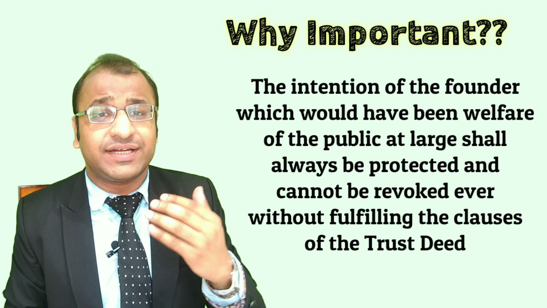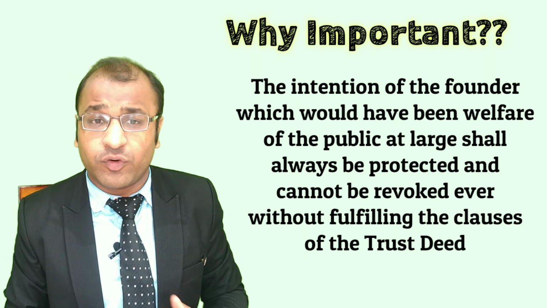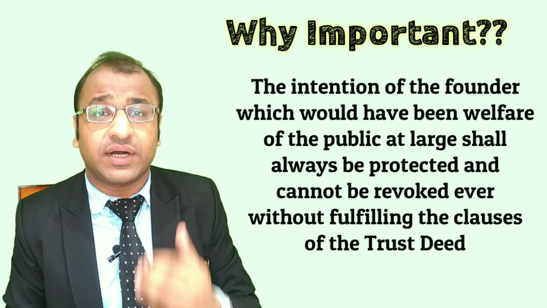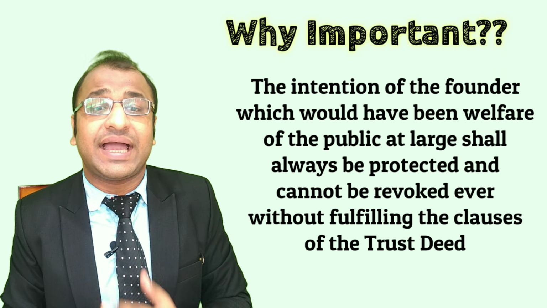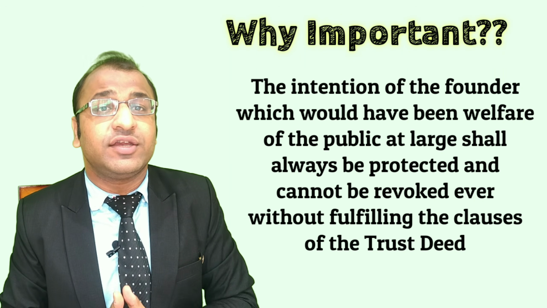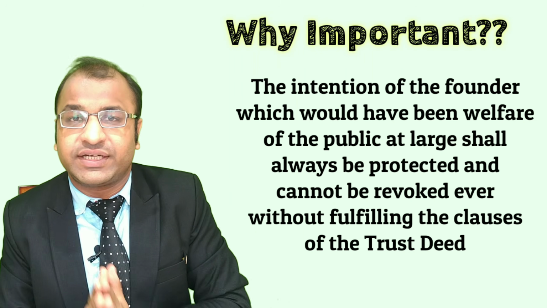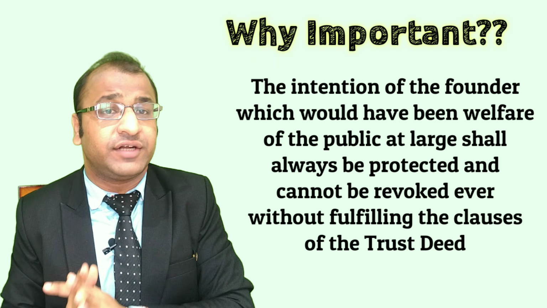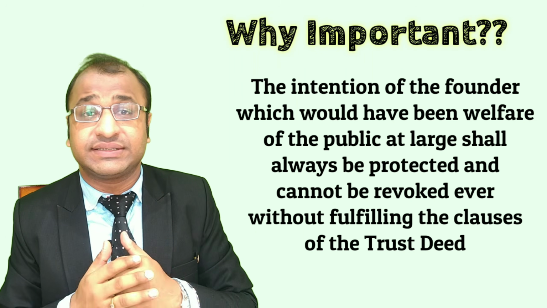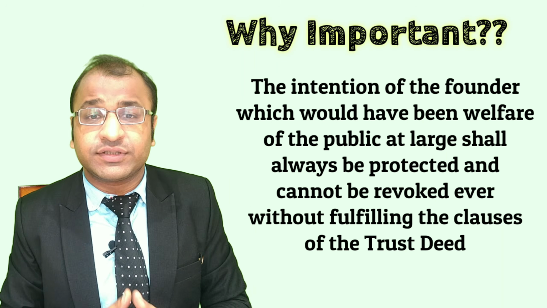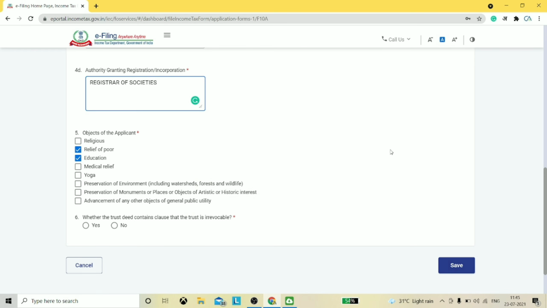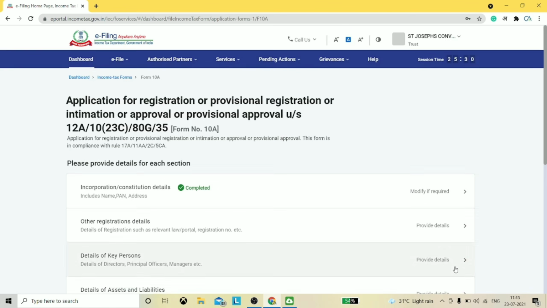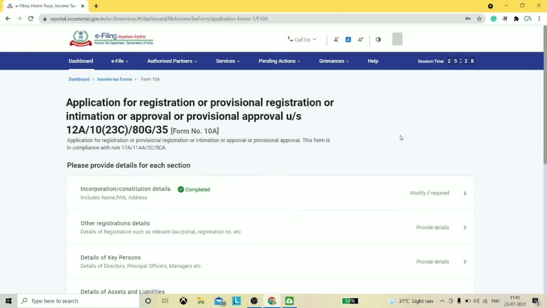Usually, a public charitable trust or society is not revoked but is transferred to another charitable organization having similar objects and registrations, to continue fulfilling the charitable objectives of the trust for which it was established by the settlor. So this was all about filling up the first section of Form 10A. Don't forget to click on save before moving to the next section.